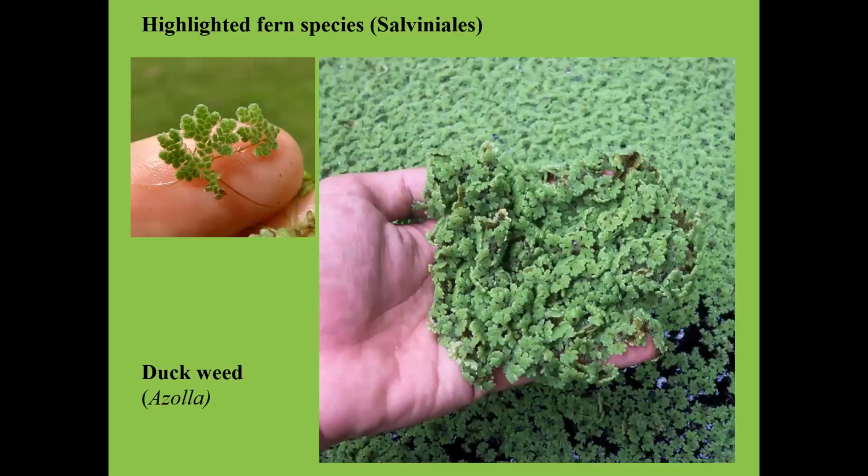Here is Salviniales. Believe it or not, this is also a type of fern. This is Azolla, which is a type of fern that the common name is duckweed, although a lot of things are actually called duckweed. So we'll see another plant later on in this course that's also called duckweed. Two different types of plants. But anyways, this is Azolla, a very, very small plant.